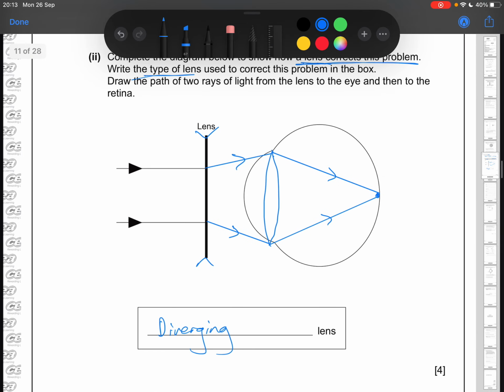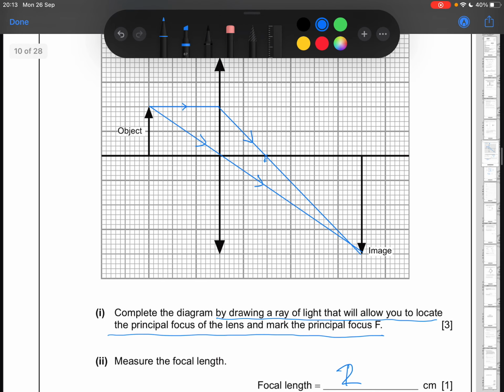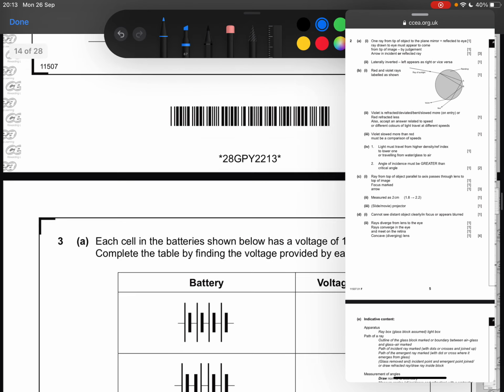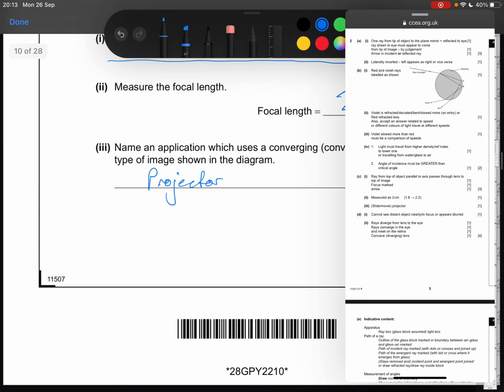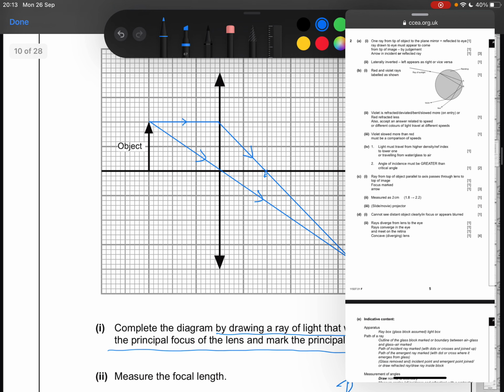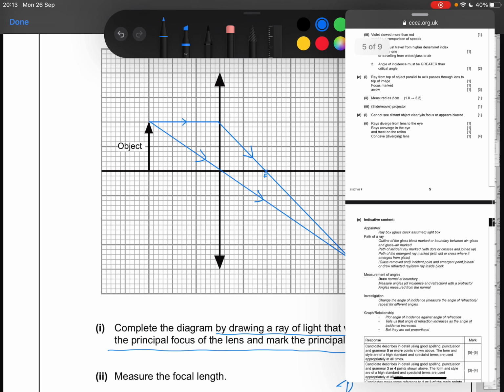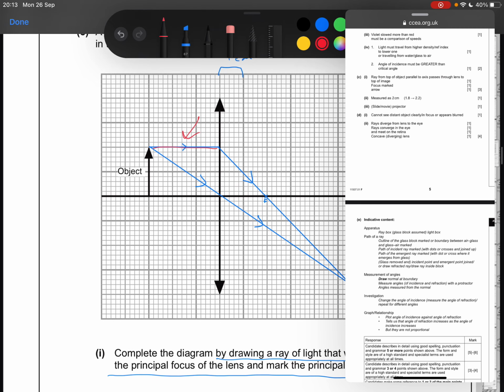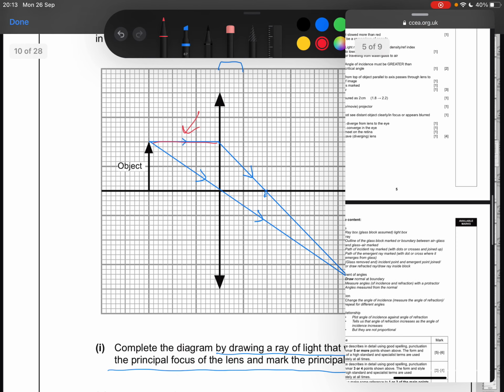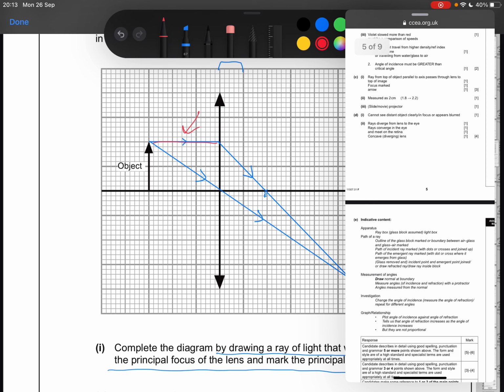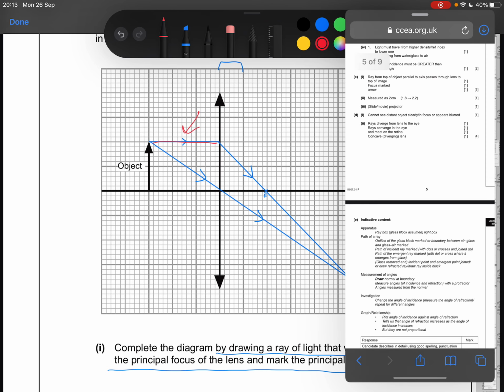We'll not do refraction, we'll just do lenses. So let's check these answers. It's always good to see what the mark scheme tells us to do. This is right here on question C. The ray from the top of the object parallel to the axis passes through the lens to the top of the image. So here we've got the ray from the top of the object traveling parallel to the axis and then going through to the top of the image.